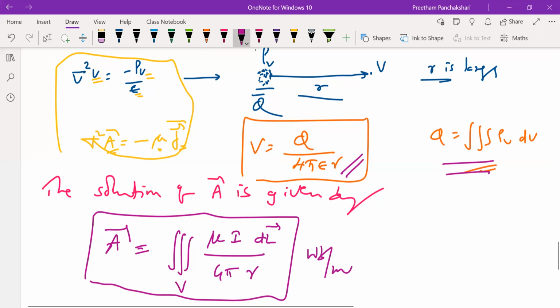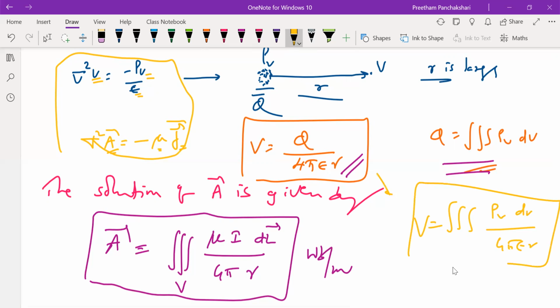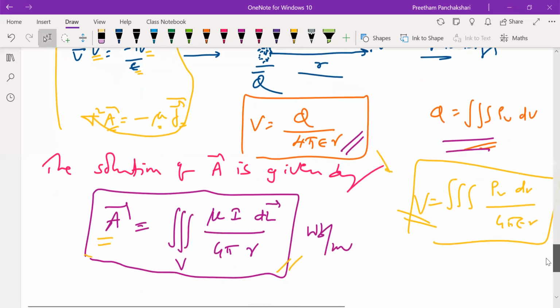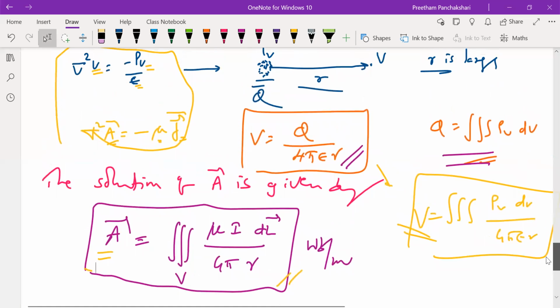And this equation is directly coming from this relation, that is V is equal to, in place of Q, imagine rho V dV divided by 4 pi epsilon r. Now compare these two solutions. This is the solution of scalar electric potential, and this is the relation of vector magnetic potential. Rho V dV becomes I dl, and 1 by epsilon becomes mu. So this relation is very much used in evaluation of magnetic fields in space, which are farther distant from the sources. So this discussion is throwing some light on scalar and vector magnetic potentials, right? That's about it. Thank you.